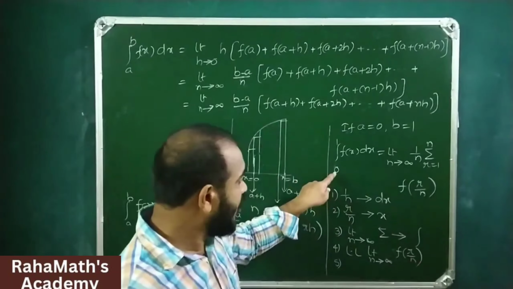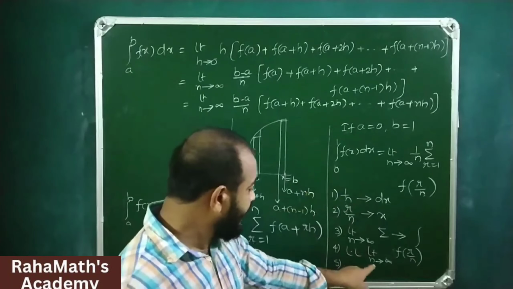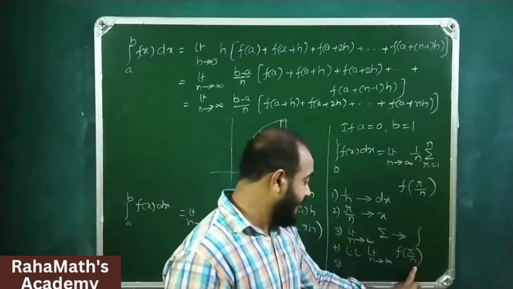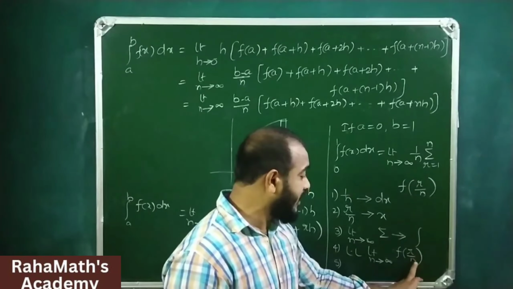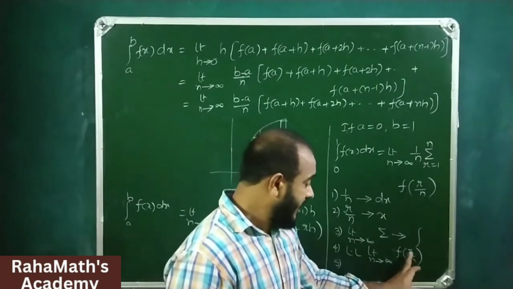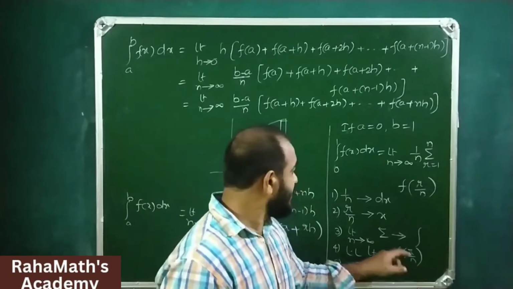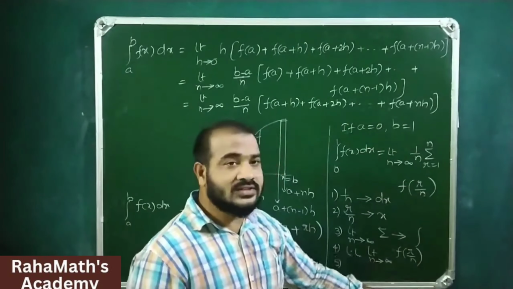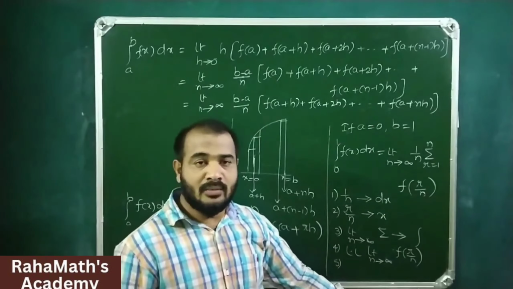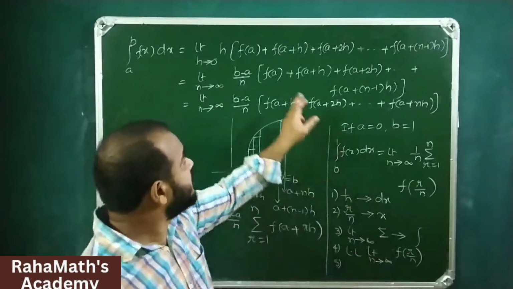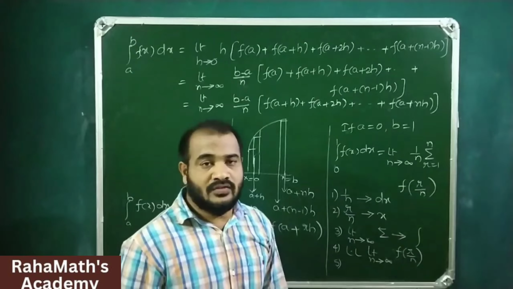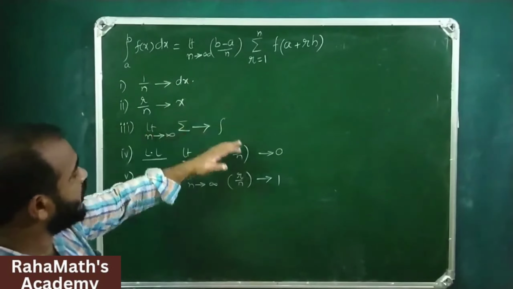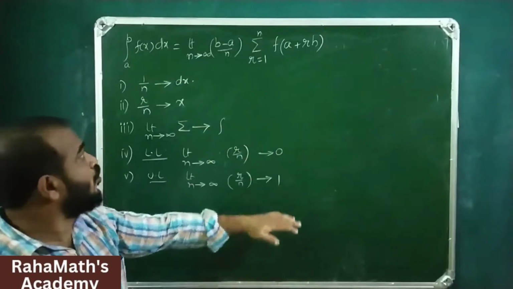So therefore the lower limit is 0. And if the upper limit is 1, if I substitute here, this is 1 by n. As n tends to infinity, 1 by n tends to n by n, that is 1. So that is the upper limit. So these are the few things that you have to bear in mind while solving the summation of a series problems. So these are the few things that we have to notice.